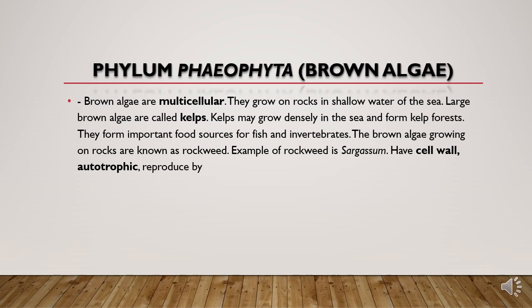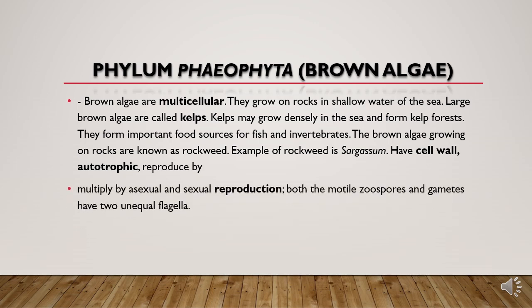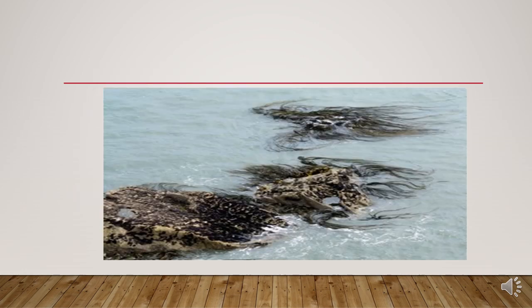They possess a cell wall. They are autotrophic, which means self-providing food, and they reproduce by sexual mode of reproduction or asexually. Both are motile, which means they have motile zoospores and their gametes have two equal flagella. So this is an example of a representation of a brown algae.